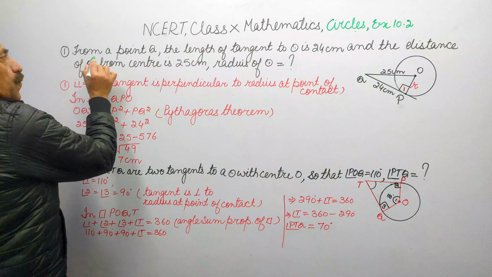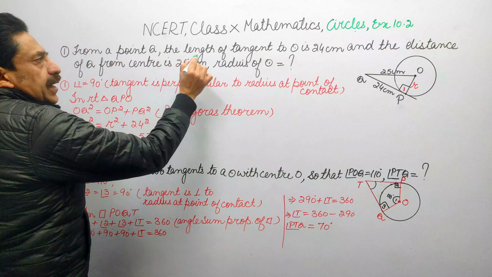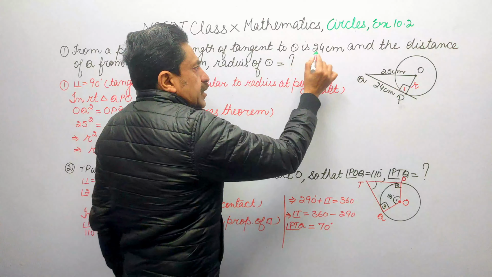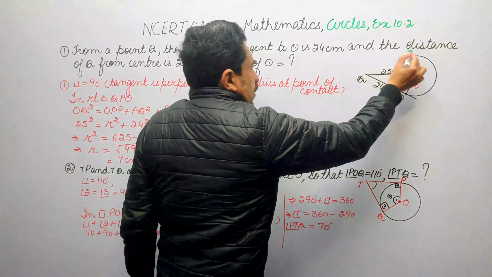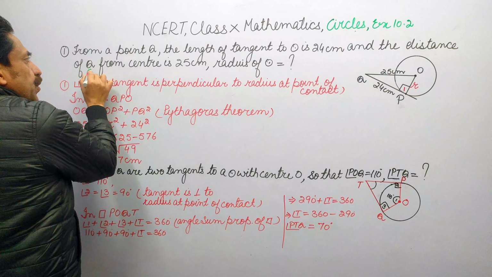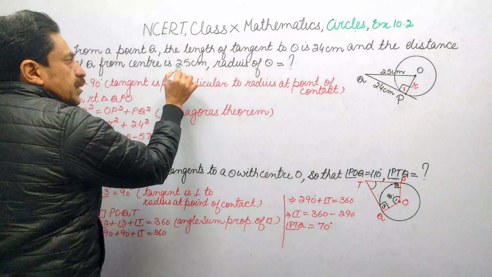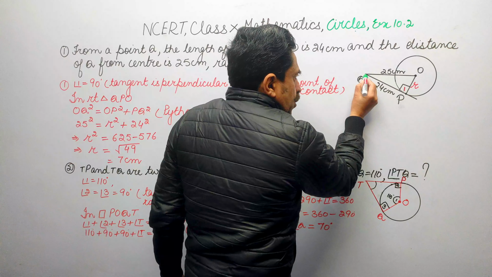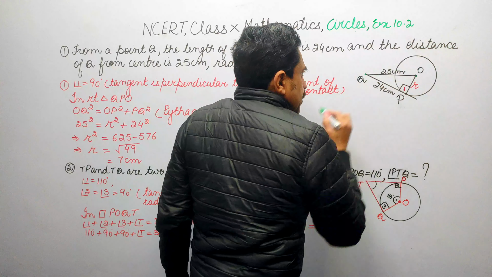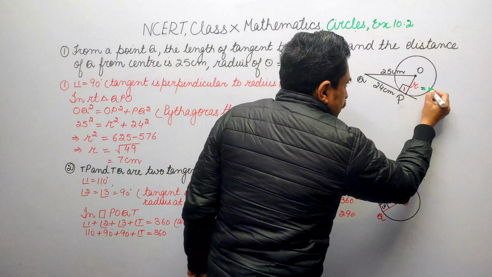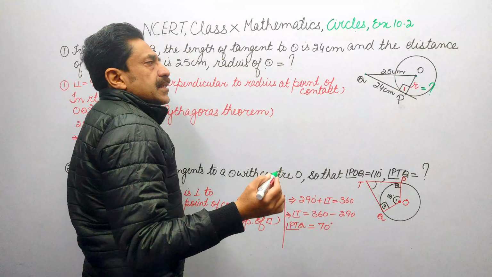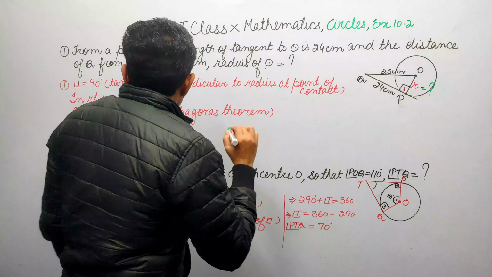First question. From a point Q, the length of the tangent to the circle is 24 centimeter. And the distance of Q from the center is 25 centimeter. We have to find the radius. We have done a similar question in the previous exercise.